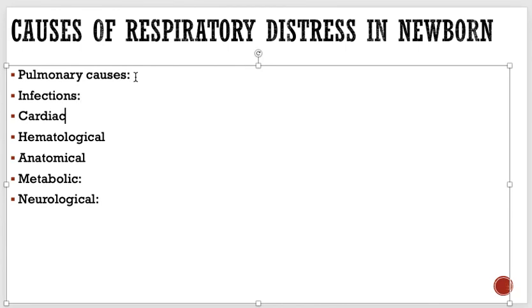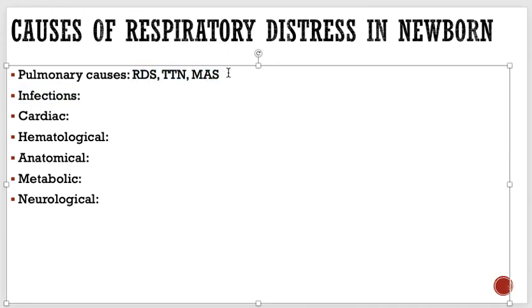Whenever we are dealing with any newborn, and they have respiratory depression, we have to think along these lines. If we talk about the pulmonary causes, one is respiratory distress syndrome, a very, very important topic which we will discuss in the next lecture. Another cause can be transient tachypnea of newborn, again a very important topic. And the third cause is meconium aspiration syndrome.